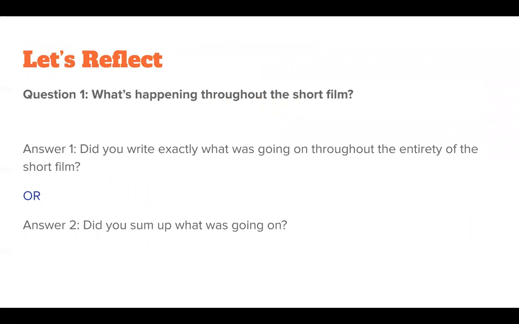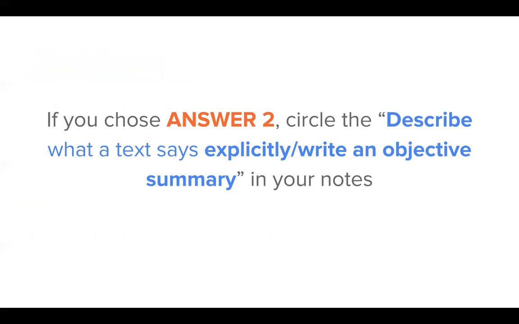We're going to do a reflection. Again, this will be in your notes. Question 1, what is happening throughout the short film? Did you answer number 1? Did you write exactly what was going on through the entirety of the short film? Or did you sum up what was going on? You choose how you answered question 1. If you chose answer 2, circle the describe what a text says explicitly and write an objective summary in your notes.